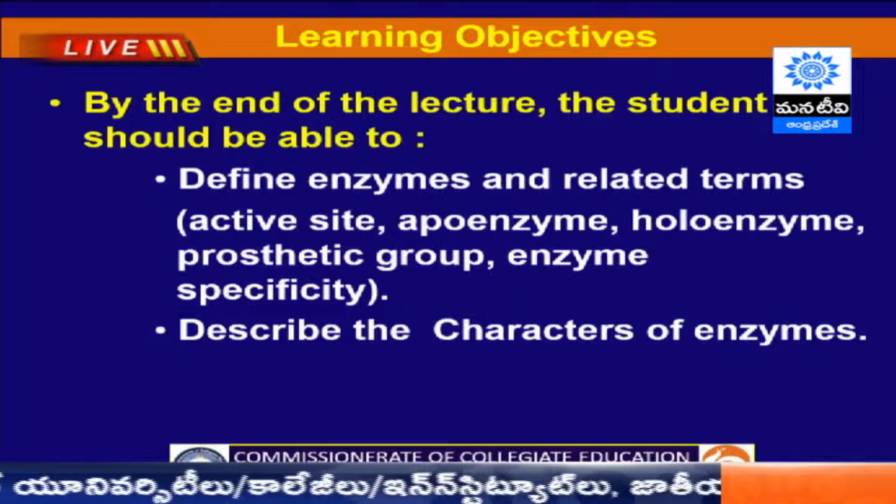By the end of my lecture, you should be able to define enzymes and other related terms like active site, apoenzyme, coenzyme, cofactors, prosthetic group and enzyme specificity, etc. These are terms you might have known earlier in your classes, but we will discuss them again in detail. You should also be able to describe the characters of the enzyme at the end of my lecture.